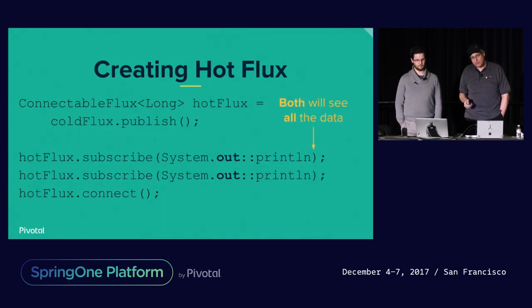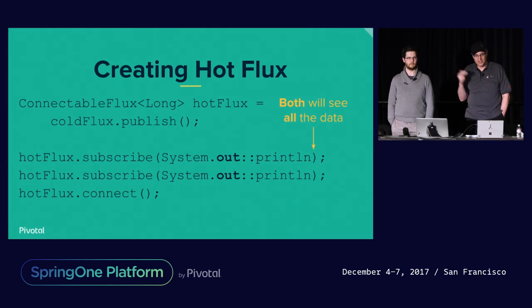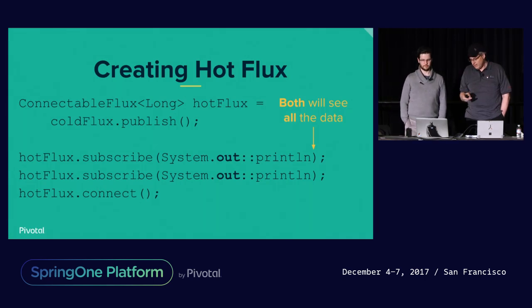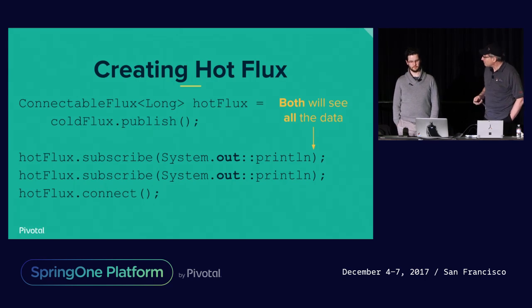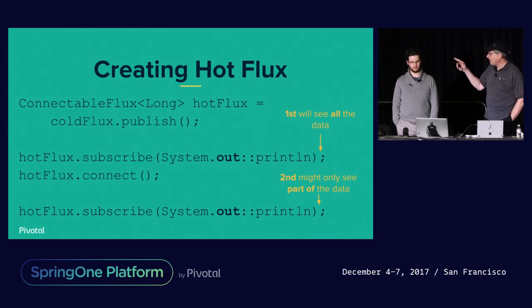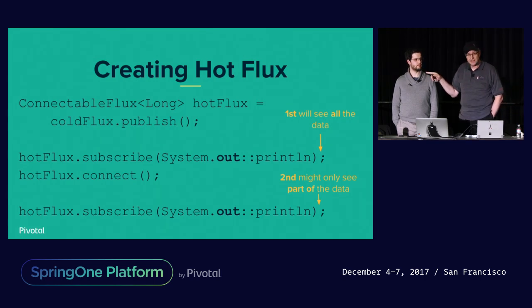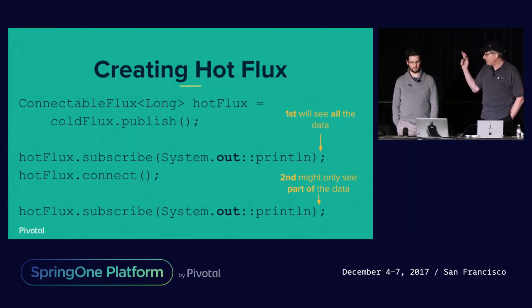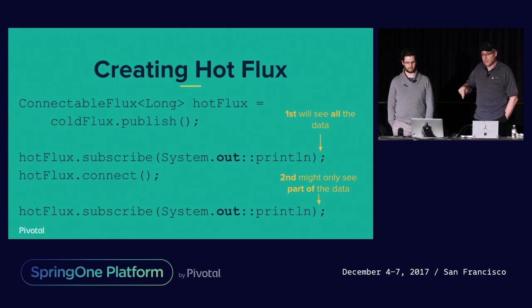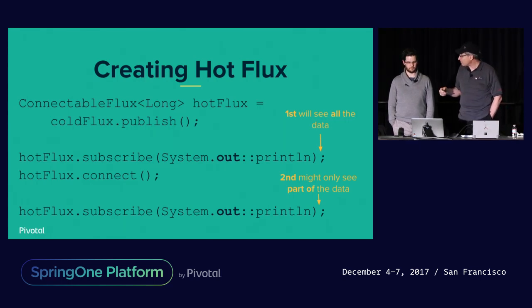In order to create a hot flux, we can take a cold flux and call the publish method, and that returns a connectable flux. When you get a connectable flux, whoever subscribes before you actually connect will receive the first emission and every emission after that until they unsubscribe. So you can see in this example, we're calling 2 subscribers, then we call connect. So they're both going to get all of the data. If you have a subscriber that comes after the connect, he may or may not get the first bits of data, but eventually they'll synchronize and they'll both start receiving all of the data that's pumped after the second one subscribes.